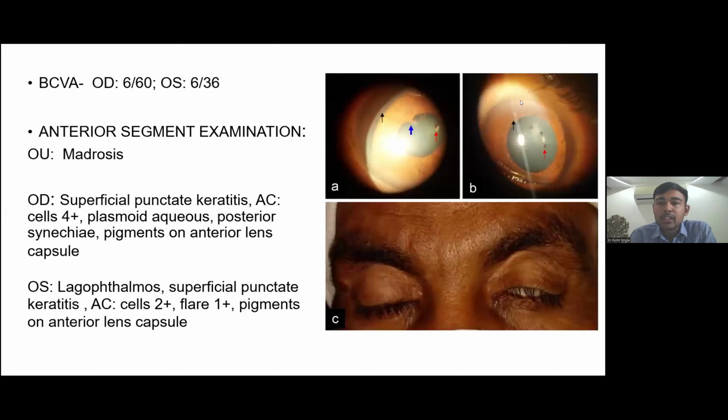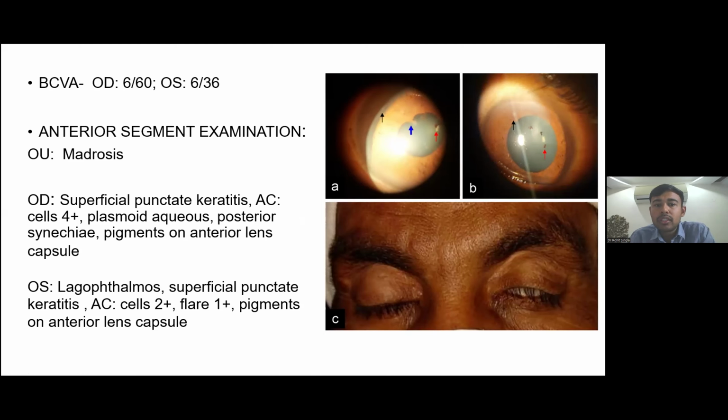On anterior segment examination, the patient had partial madarosis over the lateral eyebrows. In the right eye, he had superficial punctate keratitis. It is not much visible in the figure, but on the cornea there were multiple minute dots. And the anterior chamber was full of reaction. The cells were 4+, and there was a membrane formation which was plasmoid aqueous. And as you can see, the pupil is deformed because of posterior synechiae.